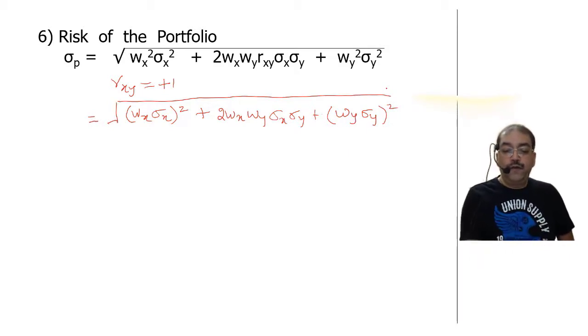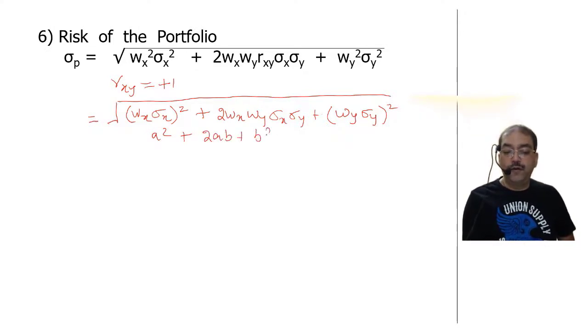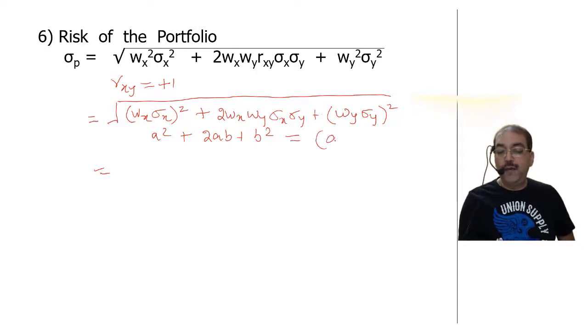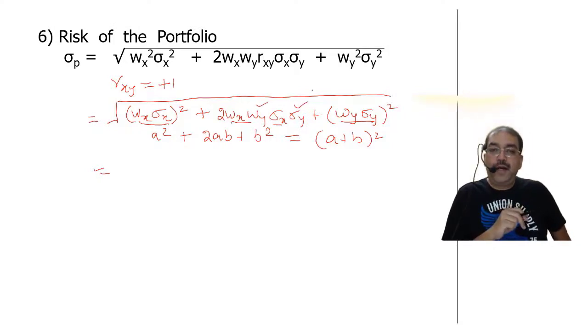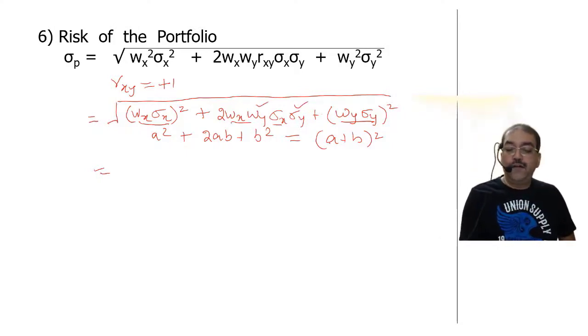Okay. Now this is of the type a square plus 2ab plus b square. You remember this quadratic equation? A square plus 2ab plus b square, which can be written as what? A plus b the whole square. Am I right? This is a square. This is b square. This is 2ab. Weight of x, sigma of x. Weight of y, sigma of y. Correct? So I will write it as a plus b the whole square.